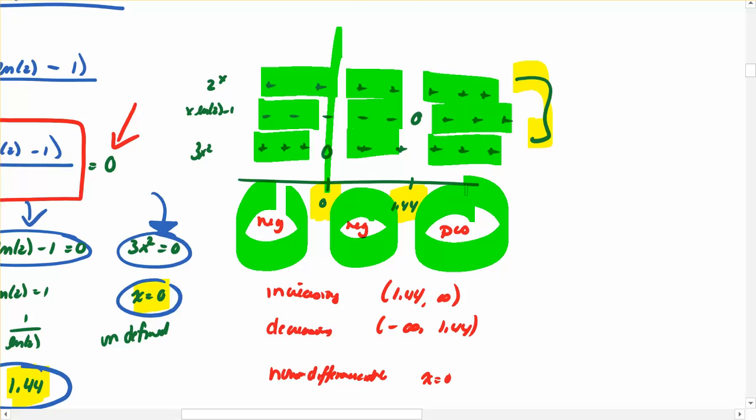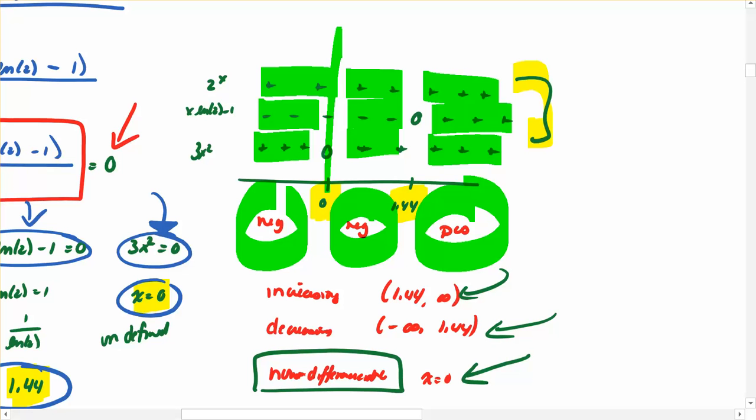So where is it increasing? 1.44 to infinity. And then where is it decreasing? Negative infinity all the way up to 1.44. And where is it not differentiable? Where is it discontinuous? You can't differentiate it at 0. Because can you plug 0 into the denominator of the derivative? Nope. So those would be the 3 things I'd be looking for.